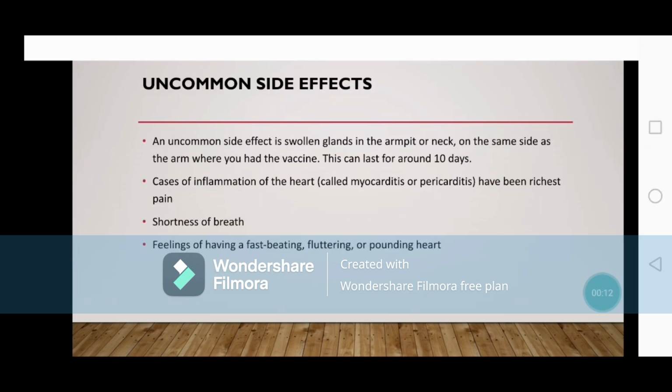Let's talk about uncommon side effects after getting vaccinated. An uncommon side effect is swollen glands in the armpit or neck on the same side as the arm where you had the vaccine. This can last for around 10 days after getting vaccinated. Cases of inflammation of the heart called myocarditis or pericarditis have been reported: chest pain, shortness of breath, feelings of having a fast-beating, fluttering or pounding heart. All these were uncommon side effects which people got.